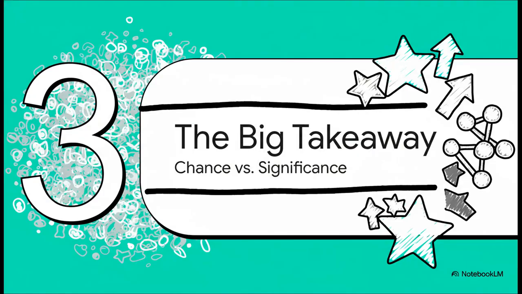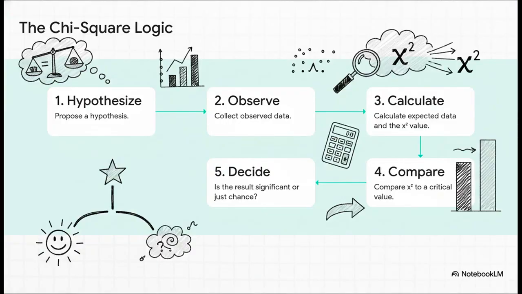So let's zoom out and really nail down the big idea here. The fundamental power of the chi-square test is that it gives us a clear, objective way to separate random, meaningless little wiggles in our data from a result that is actually significant and meaningful. The beauty of it is that the logic is always the same. You start with an idea, a hypothesis, you go out and collect your real-world observed data, you figure out what you would expect to see if your idea was true, you crunch the numbers to get that one chi-square value, you compare it to the critical value from a table, and then you make your decision.